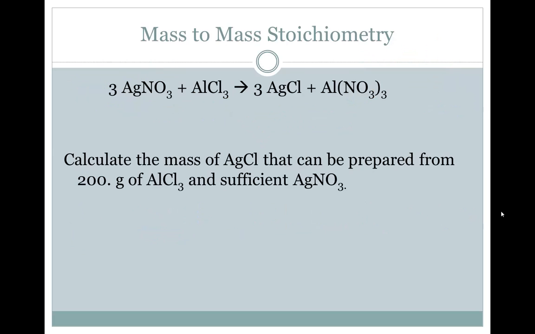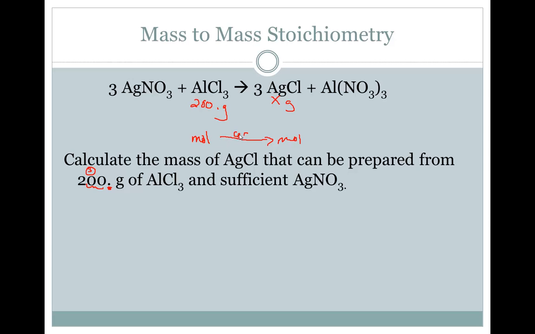Let's try another one similar to that. Calculate the mass of AgCl that can be prepared from 200. grams of aluminum chloride. Notice this decimal here means that those zeros do count, so there are 3 significant figures here. That's the reason why they put the decimal. Alright, so we're going from one compound to another, which means we're going to need a horizontal line. The moles are the end caps to the horizontal line. We're going to use coefficients for that.